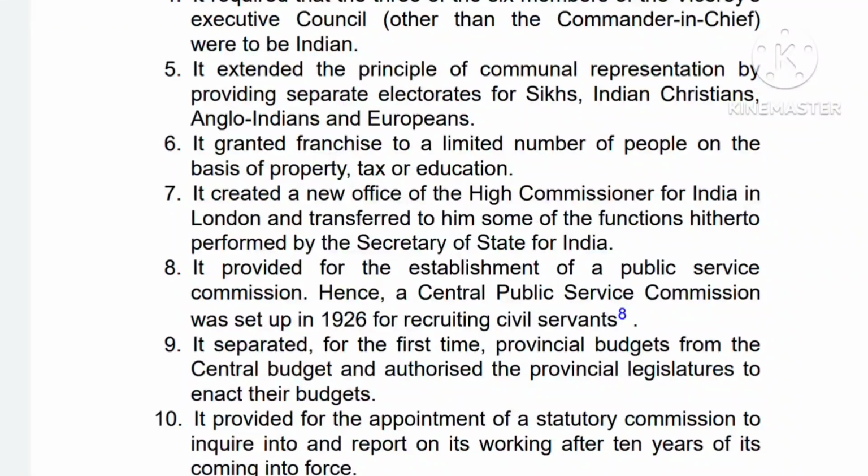Number 9. It separated for the first time provincial budgets from the central budget and authorized the provincial legislatures to enact their budgets. Number 10. It provided for the appointment of a statutory commission to inquire into and report on its working after 10 years of its coming into force.